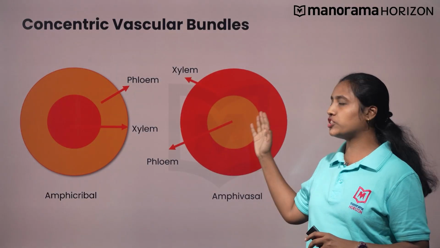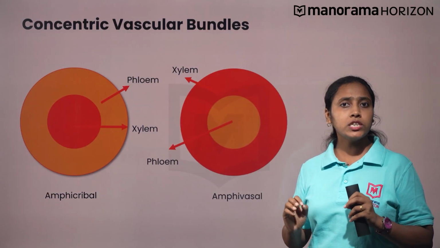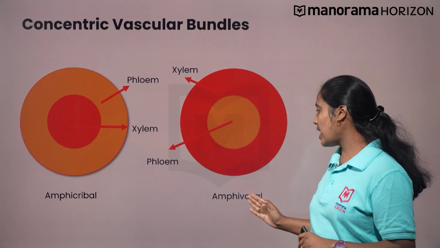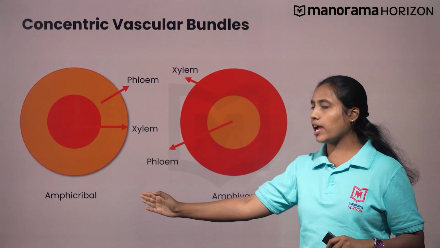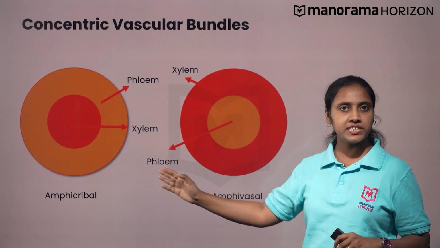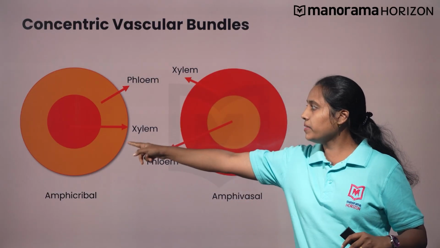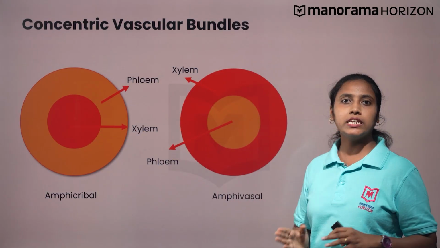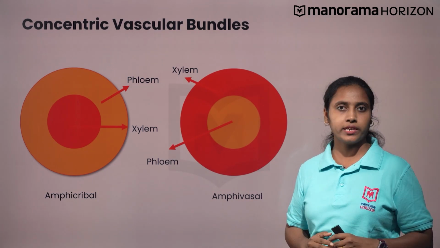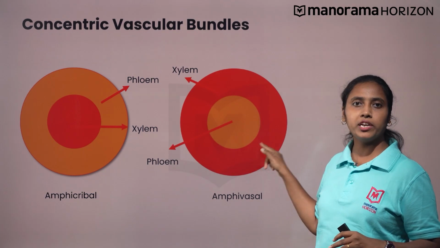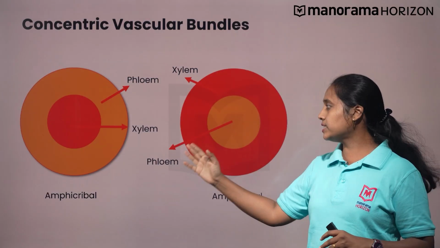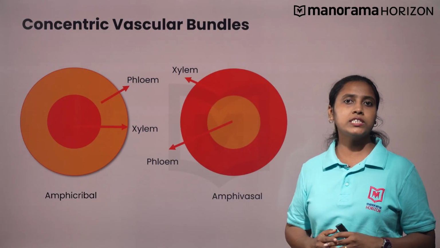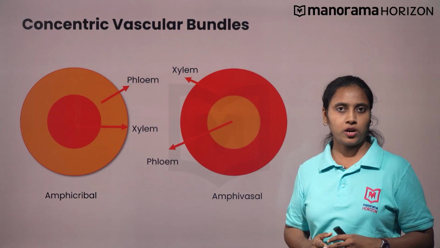In ferns and many monocots, we can find another type of arrangement of vascular bundle and they are concentric vascular bundles. Concentric vascular bundles are of two types, amphicribal and amphivasal. Amphicribal is also known as hadrocentric, where the xylem is surrounded by phloem, and amphivasal is also known as leptocentric, where the phloem is surrounded by the xylem. This kind of bundle is commonly seen in monocots such as Dracaena, Yucca, etc.